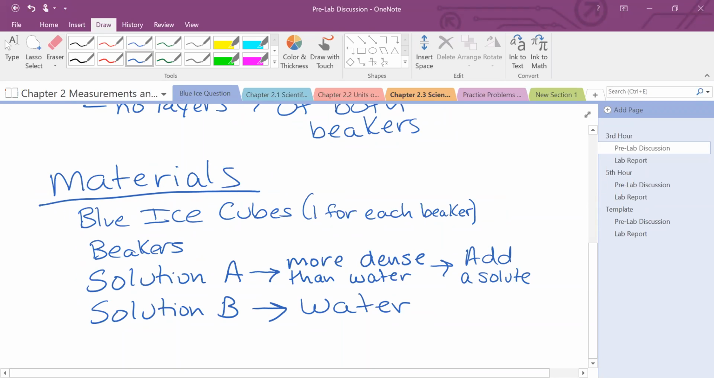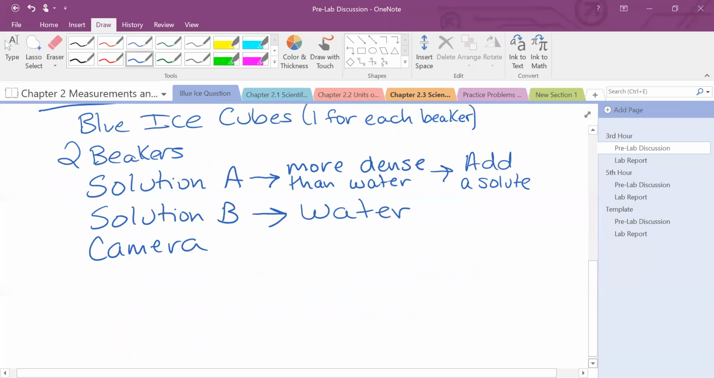And you'll need a camera to take your pictures. So we'll need our beakers. We'll need 2 beakers. You're going to have solution A, solution B. You're going to put your blue ice cubes in. You're going to take your pictures. That's just for qualitative data.